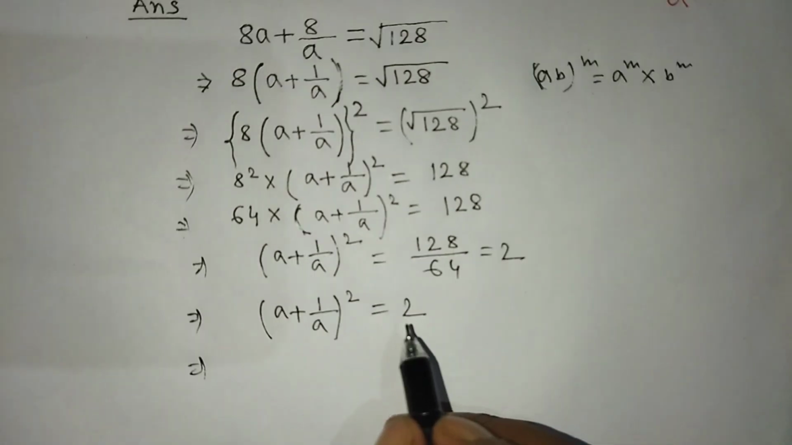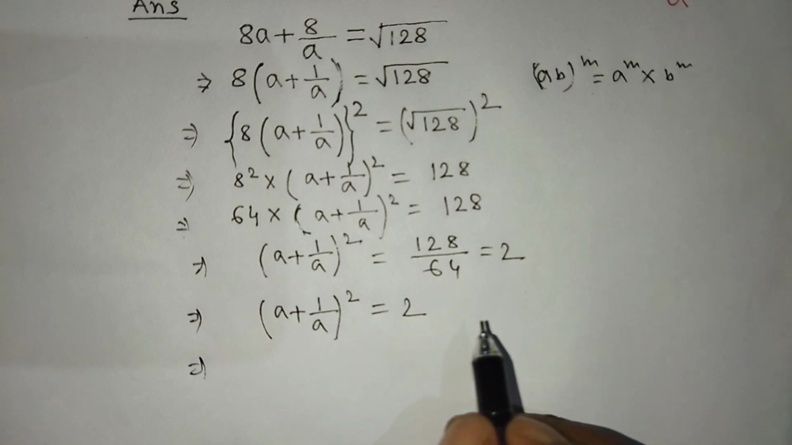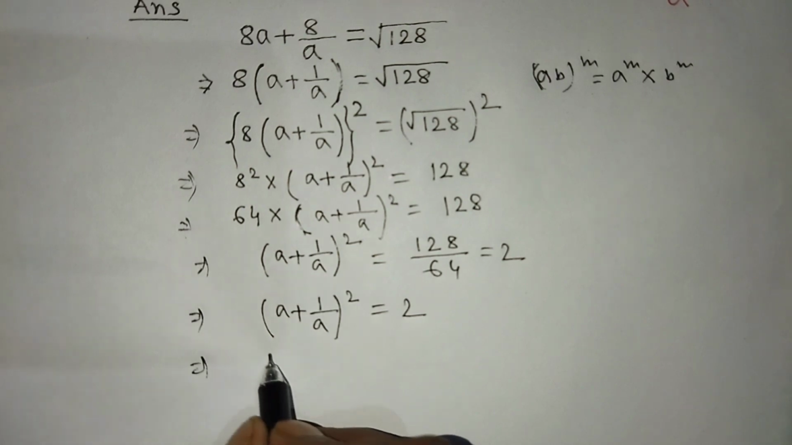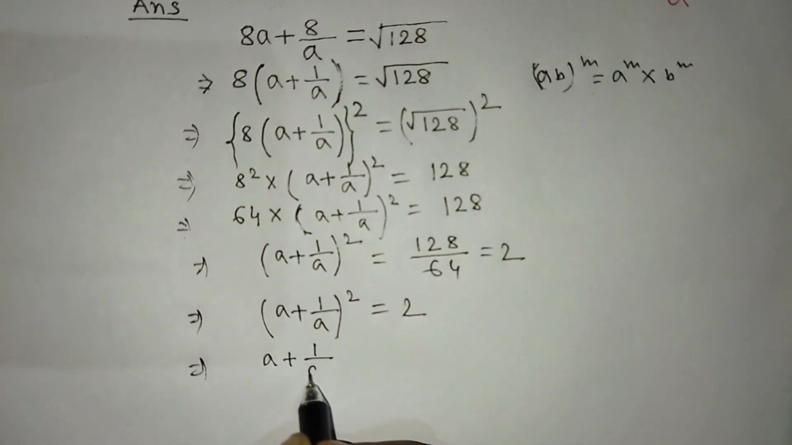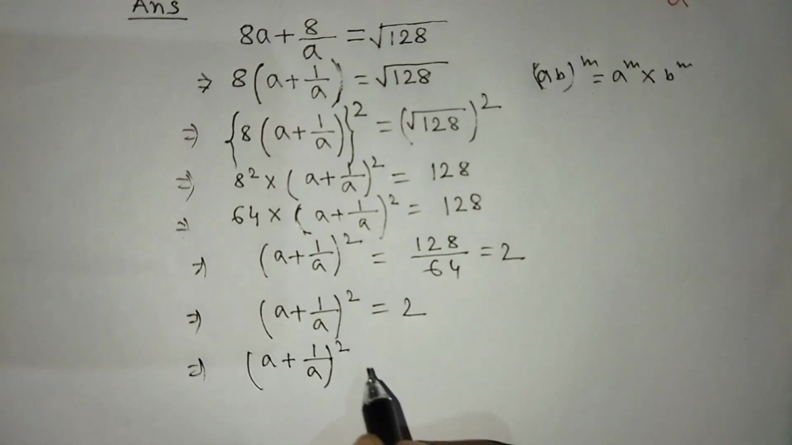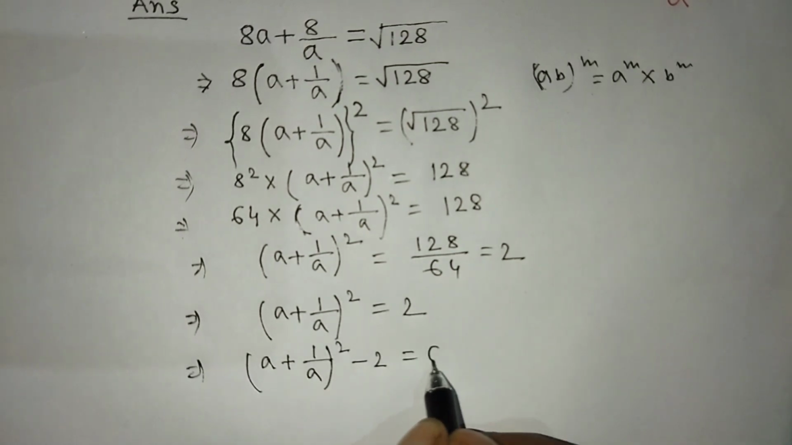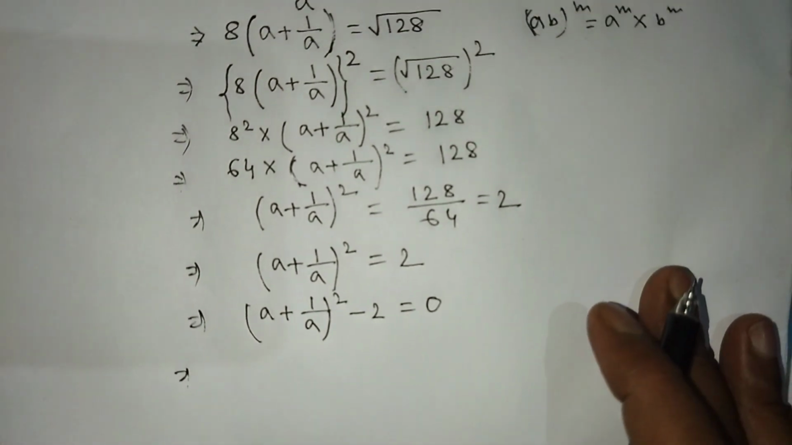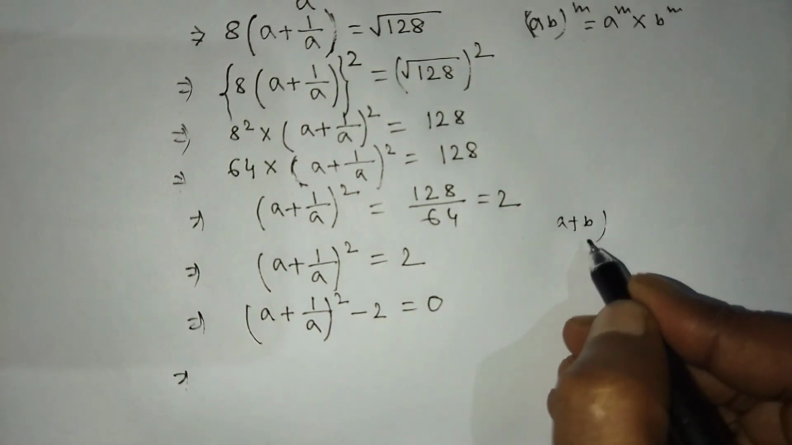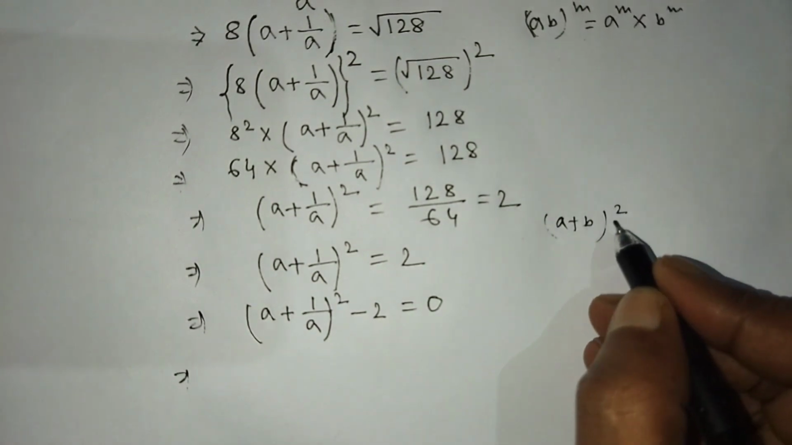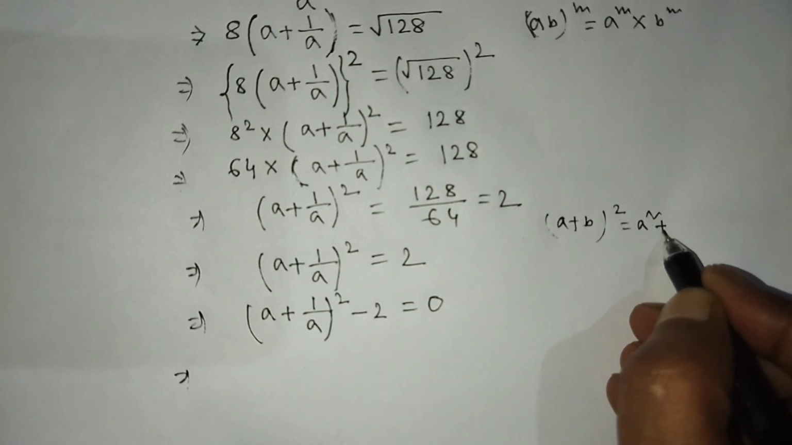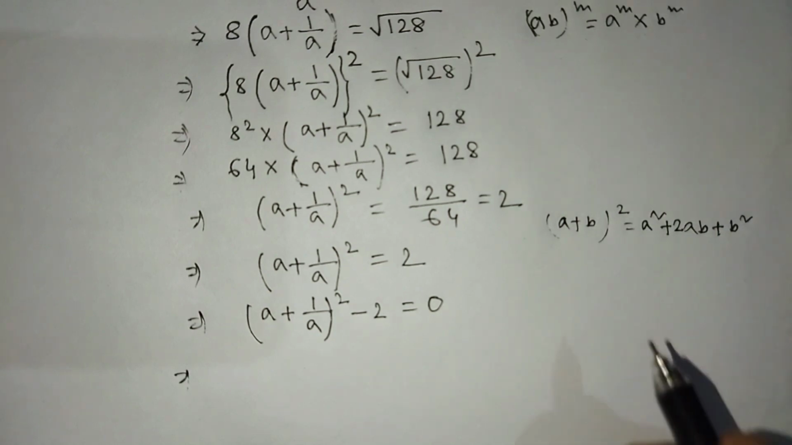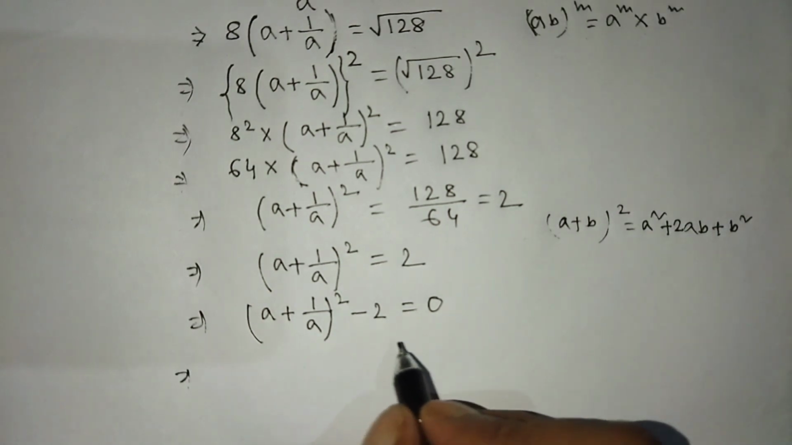After that we have to transpose 2 from the right side to the left side. So on the left hand side we write a plus 1 by a whole to the power 2 minus 2 is equal to 0. After that we have to apply the formula: a plus b whole square is equal to a square plus 2ab plus b square. This formula we have to apply on the left hand side of this equation.